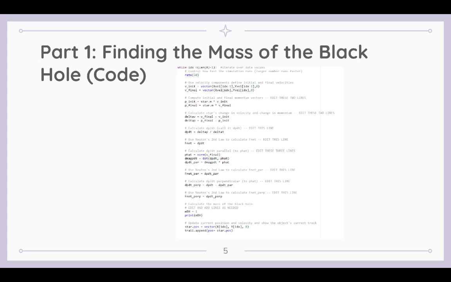To put this all into the code, it was a lot, but some key pointers here were setting the p initial to the star mass times the initial velocity, and the p final to the mass of the star times the final velocity. If you go on, there's more, where F-net of the parallel component is equal to the change over time of the parallel component.